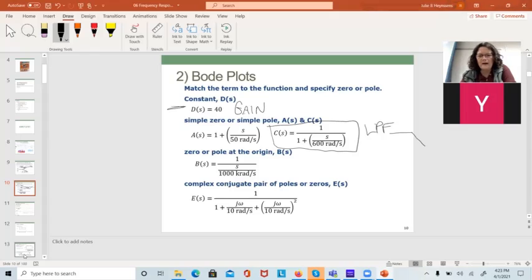To get a high pass filter, I need a combination. I need a 0 and a pole. Yep, we'll get to that.